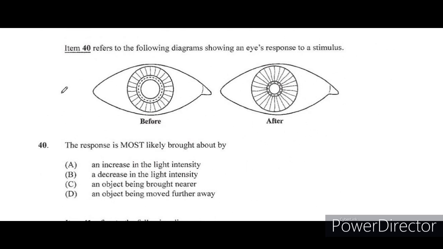Now, 40. We're seeing here two eyes before and after. This is quite dilated. And here we see where the radius of the pupil decreases. It says the response is most likely brought about by an increase in the light intensity. Now, if you're in bright light, the pupils will constrict or get smaller in order for less light to go into the eye. But if you're in dark areas, it will expand, get bigger, in order to allow more light to get into the eye.